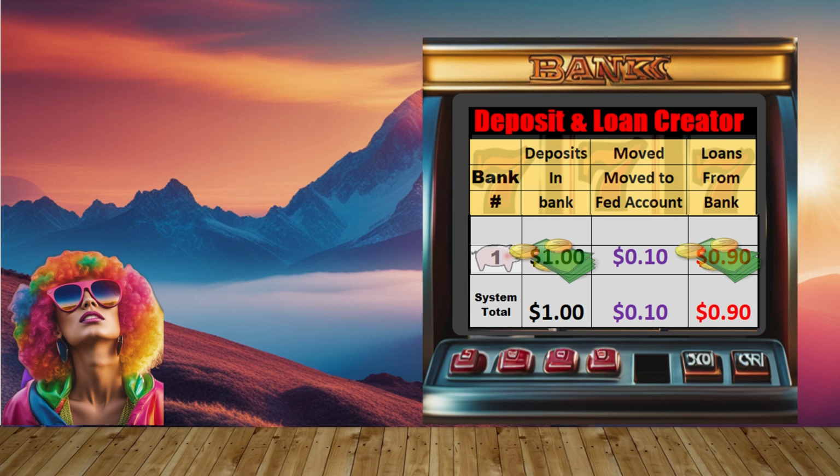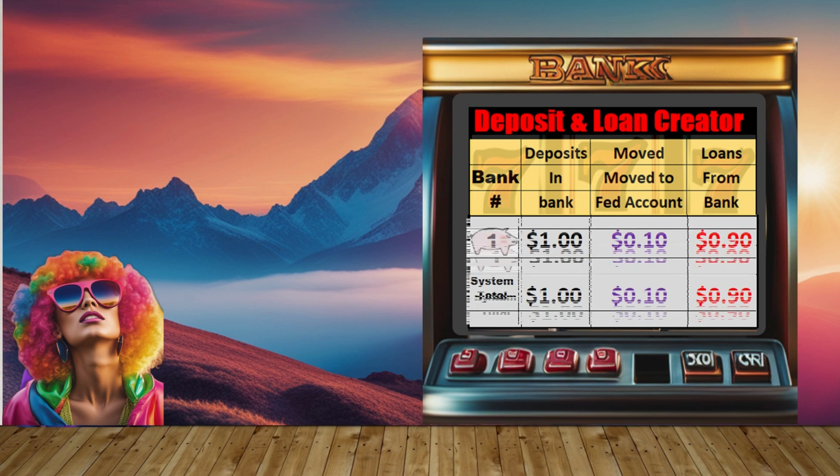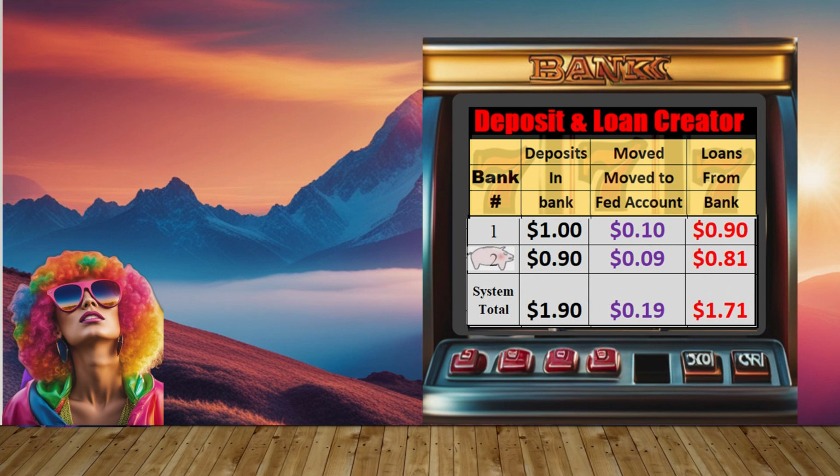Bankers will insist that the deposit is a liability of the bank and the loan is an asset, so no money is created. All we have to do to settle this is move to the next bank and watch the banking system total. As soon as the 90-cent loan money is spent, it becomes a 90-cent deposit.